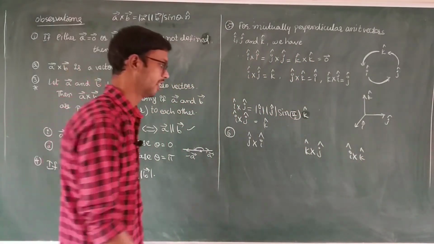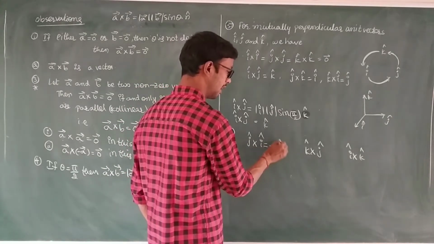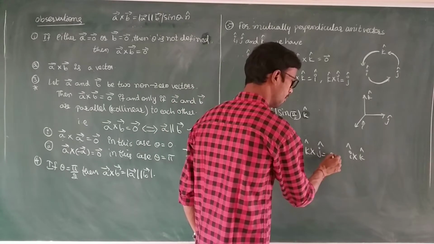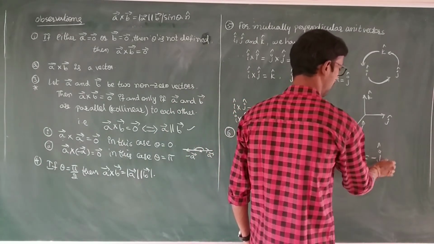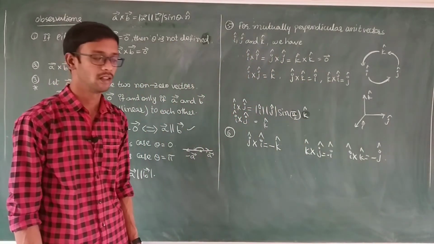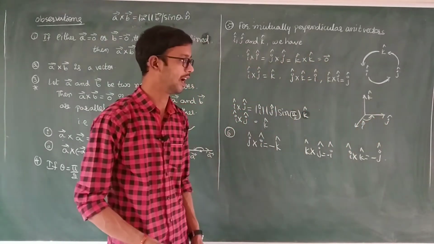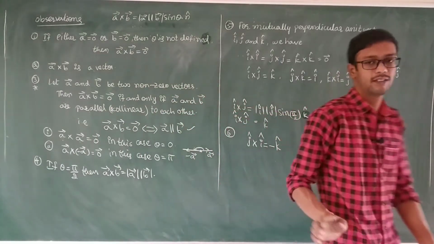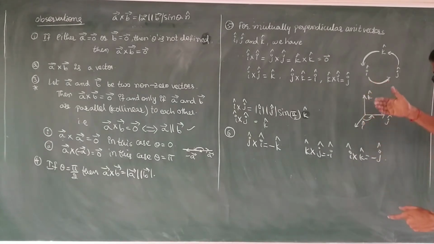If you are taking reverse, you will get minus K cap, minus I cap, minus J cap. Why? Because up to now we rotated from I to J. In a right-handed system, how do we rotate? Just I to J we did it. So the resulting value shows the thumb. Now you can observe here.